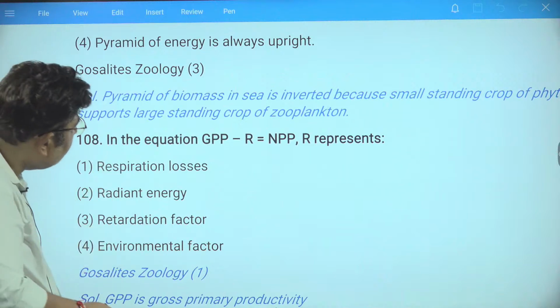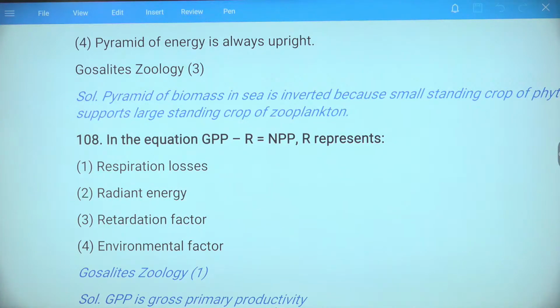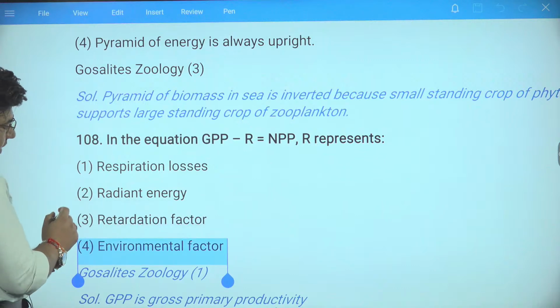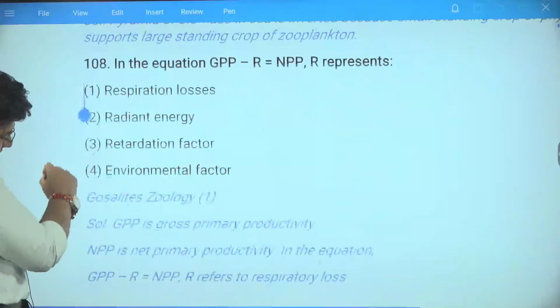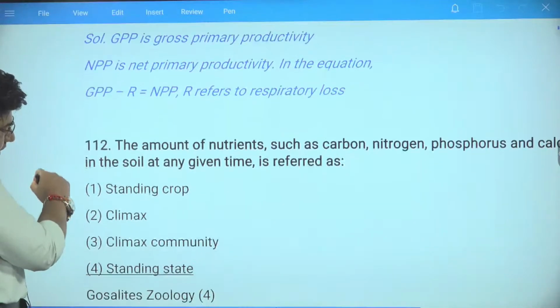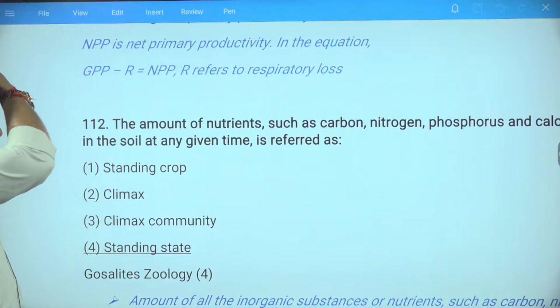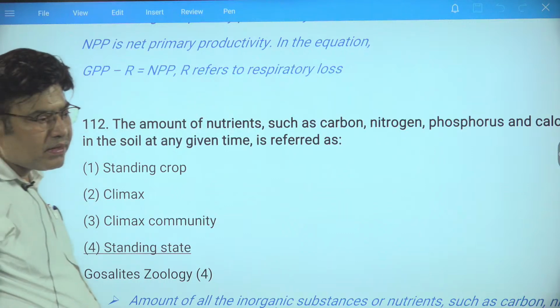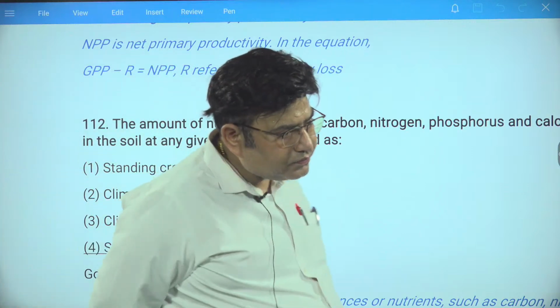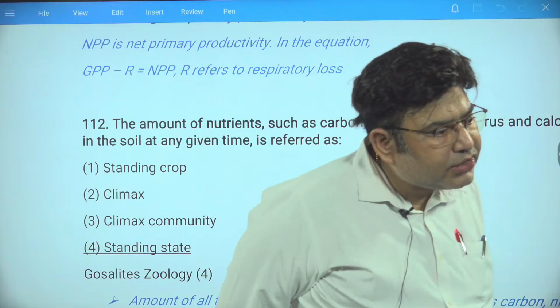Dear children, in the equation GPP minus R, what does R represent? R represents respiratory losses. Easy question. I'm not discussing it too much. The amount of nutrients such as carbon, nitrogen, phosphorus, and calcium present in the soil at any given time is referred to as, come on, the amount of inorganic nutrients.